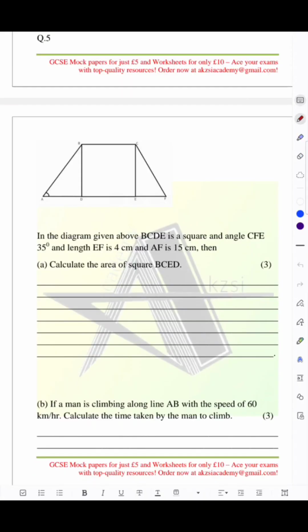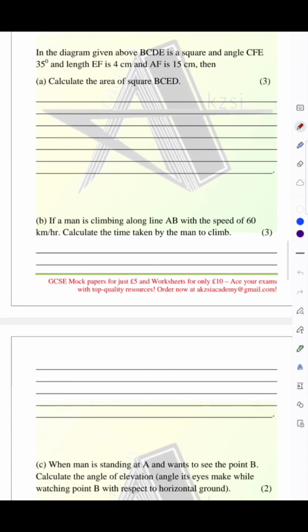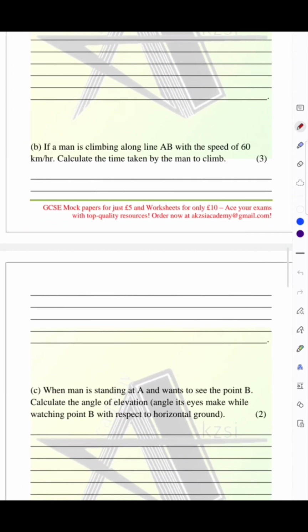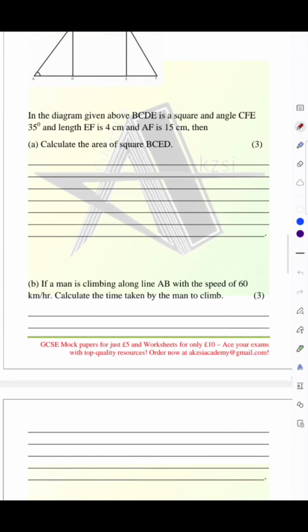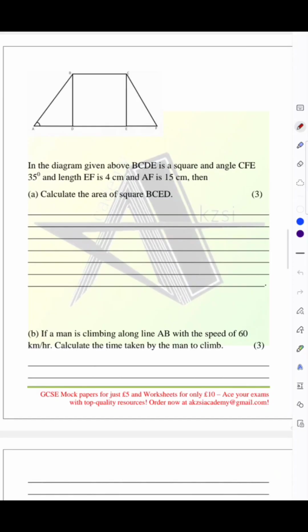Now see this one. Part C says that when a man is standing at A and wants to see the point B, calculate the angle of elevation, which means the angle his eyes make while watching B with respect to the horizontal. That means clearly this angle they are talking about. So this angle, clearly I can apply any trigonometric function. Here we have all the three sides, so any trigonometric function will work.